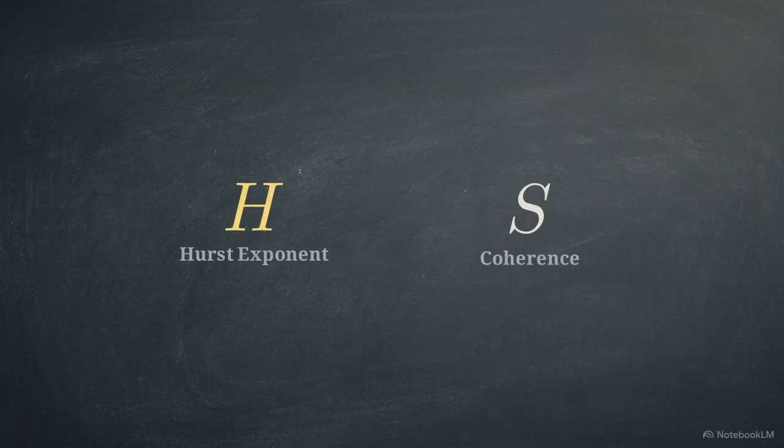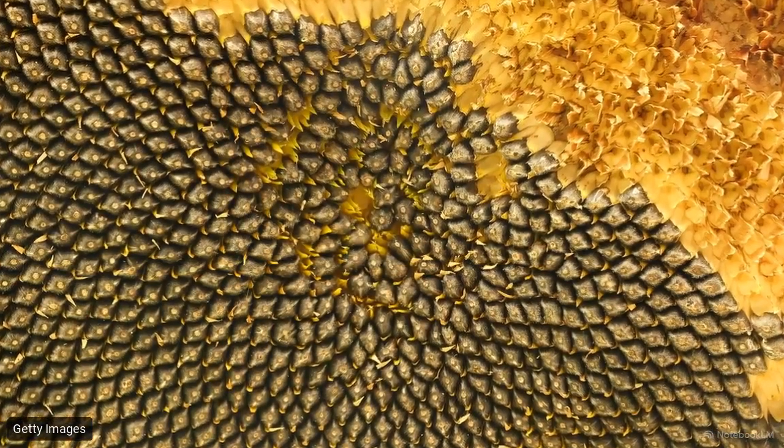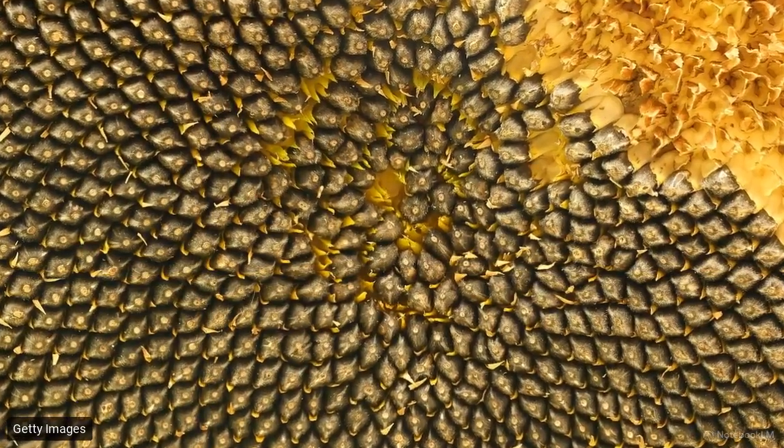By linking the Hurst exponent directly to coherence, ODTOE provides a physical reason for why systems scale the way they do. This framework places the golden ratio at the center of physical movement, mirroring the patterns we already observe in the seeds of a sunflower.